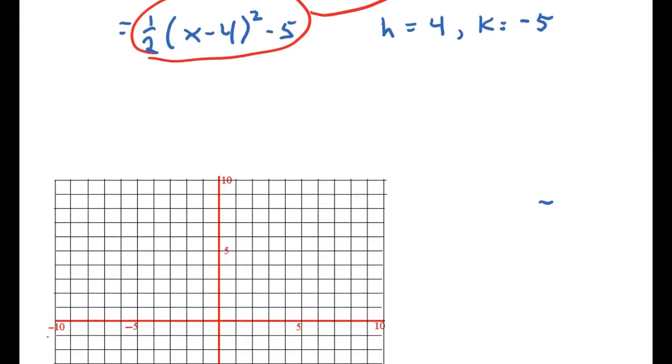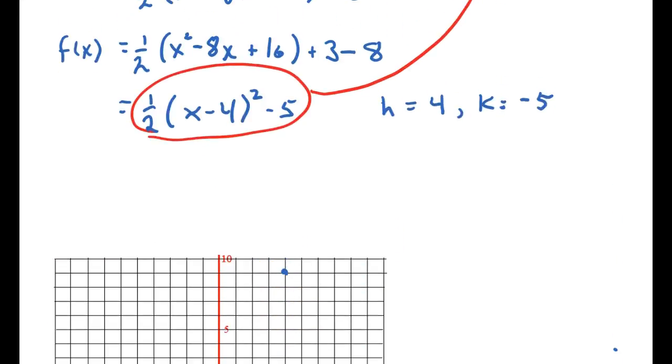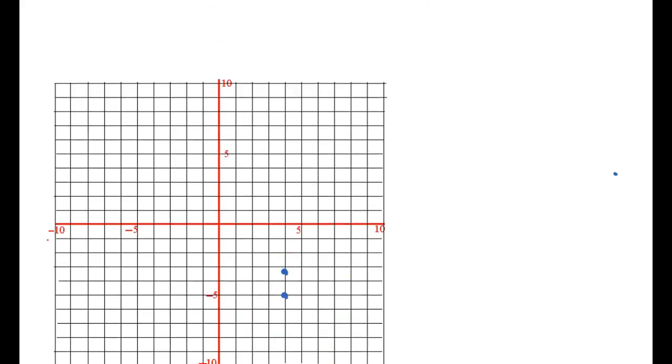All right, so let's graph it. So I'm going to go to 4, negative 5. So 4, negative 5, right there. Is it opening up or down? Well, 1/2 is positive, so it's opening up. And just for reference sake, I'm going to rewrite my equation here. So it's 1/2 times (x minus 4) squared minus 5.